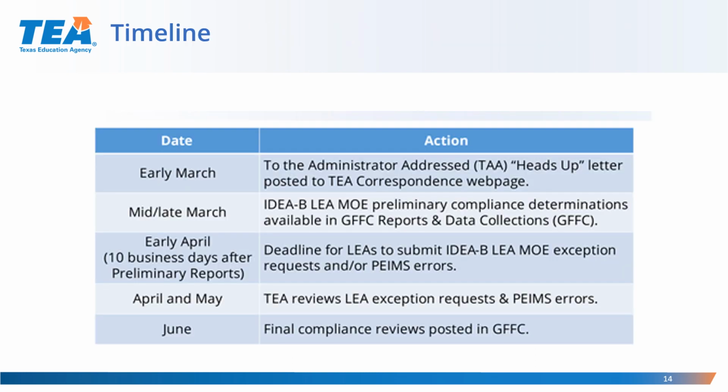And this is the timeline we operate by. Preliminary reports are typically released in late March with 10 business days to submit exceptions. During April and May, we review what was submitted and reach out to any LEAs who may need to correct something or submit additional documentation. And final result reports are posted in July in the TEAL application GFFC.